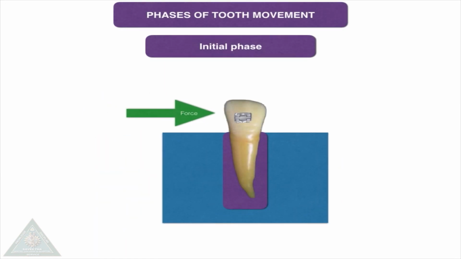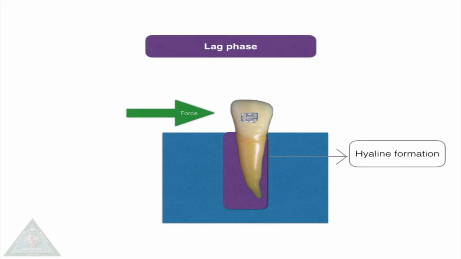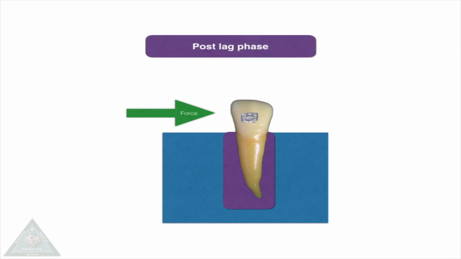Phases of tooth movement. First is the initial phase, where the tooth moves within its socket wall on application of an orthodontic force. The second phase is the lag phase, where there is a formation of hyaline. This hyaline prevents any further tooth movement. The third phase is the post-lag phase, where the hyaline is removed by the osteoclasts, thus bringing about further tooth movement.